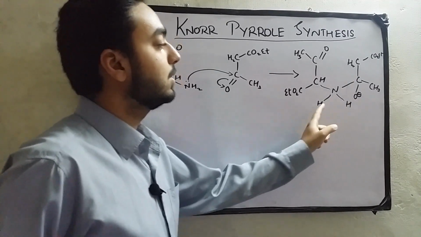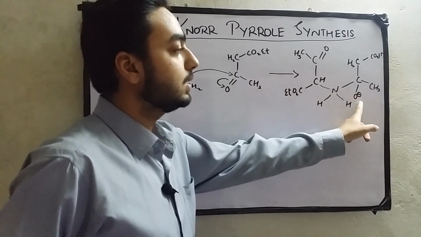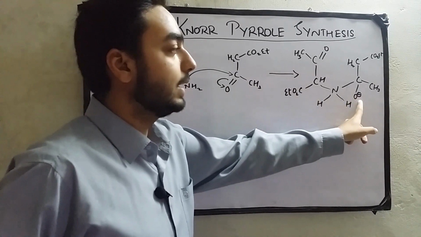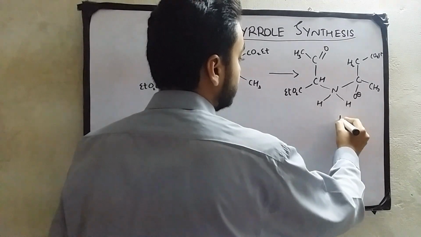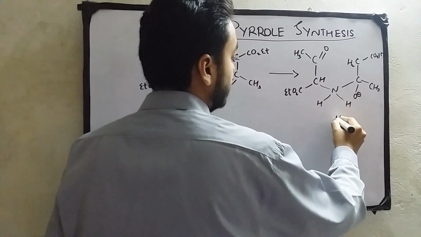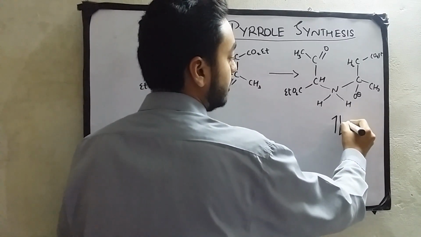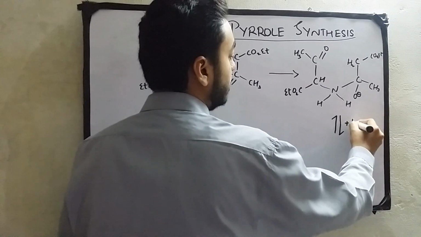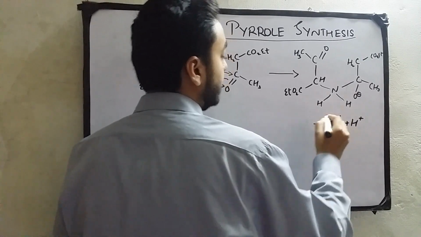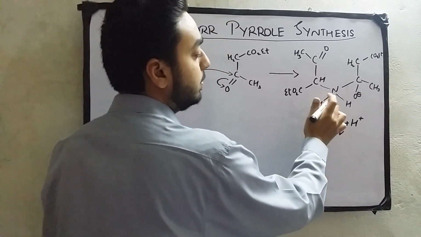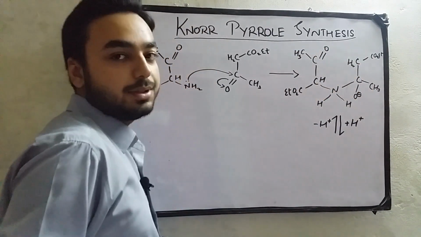Now what will happen? One hydrogen, or you can say one proton, will be removed and will be shifted on this oxygen, which contains a negative charge. So we will draw these reversible arrows. On one side we will write plus proton and on the other side we will write minus proton. It means that one proton is removed and is added to this oxygen.